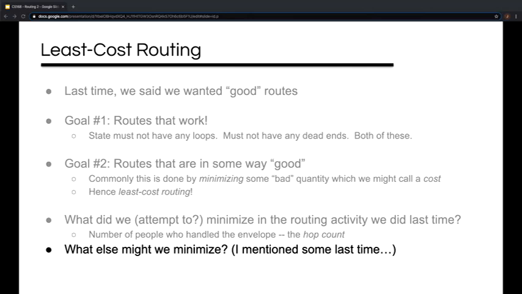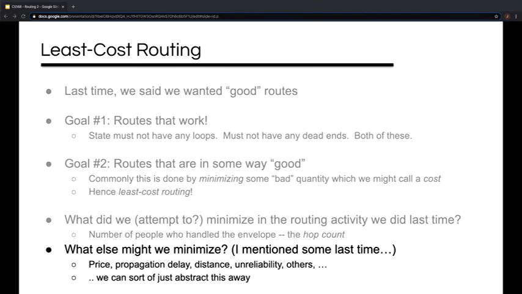Any other thoughts? Yeah, so price would be one. If there was some actual monetary value associated with some of these links. Not all links are equally cheap. Satellite links, for example, might be very costly. They might also have very large latency. Distance, unreliability, other things. But for this class, in many cases, we don't really care. We can sort of abstract this away.